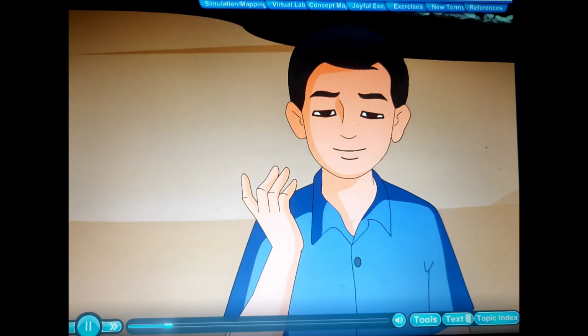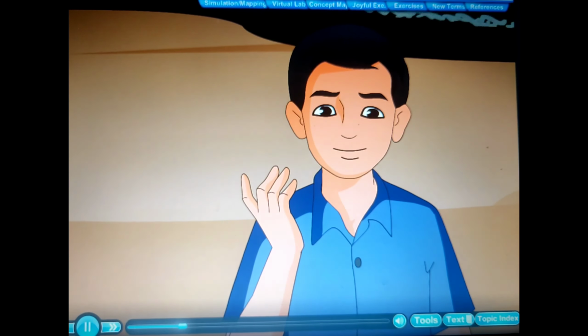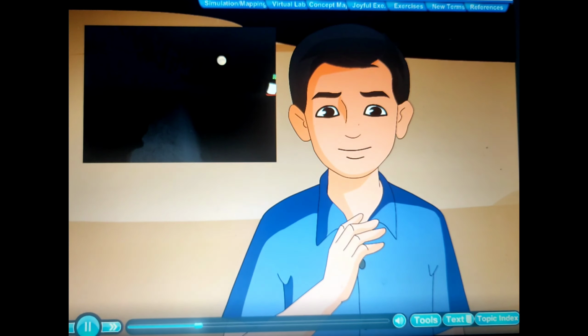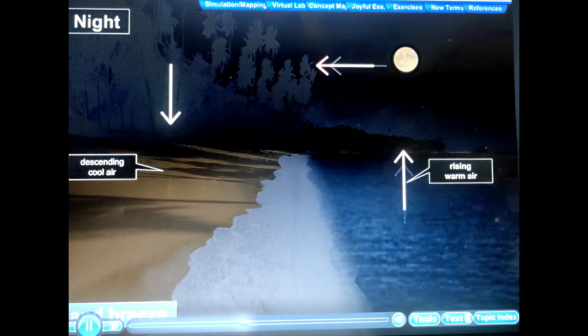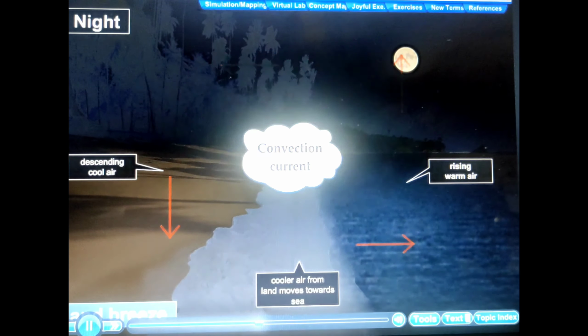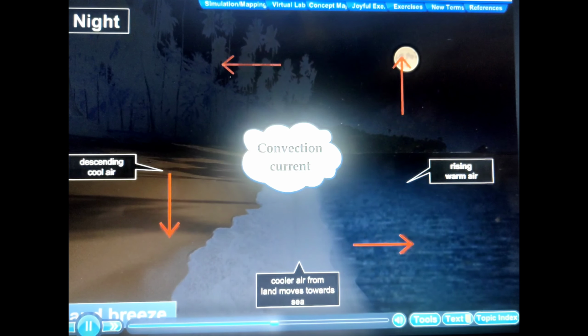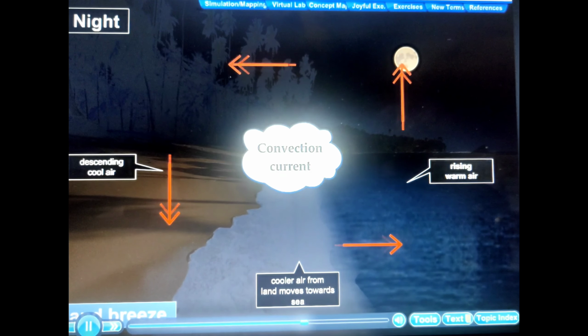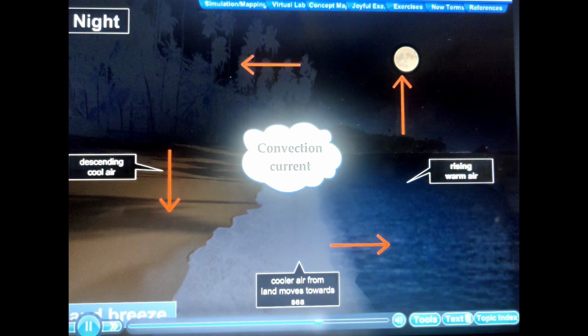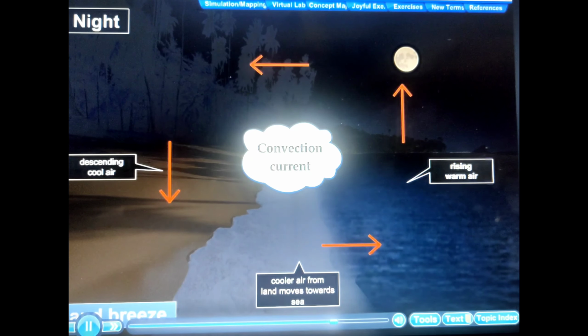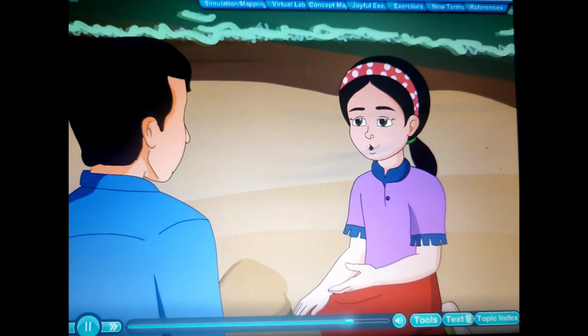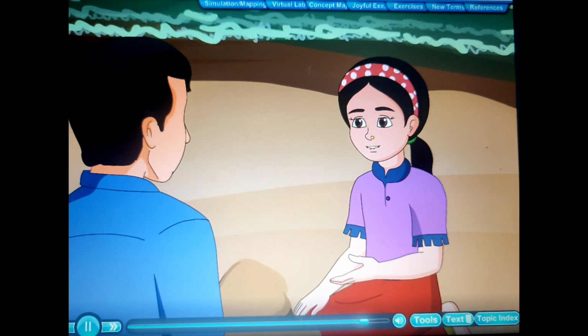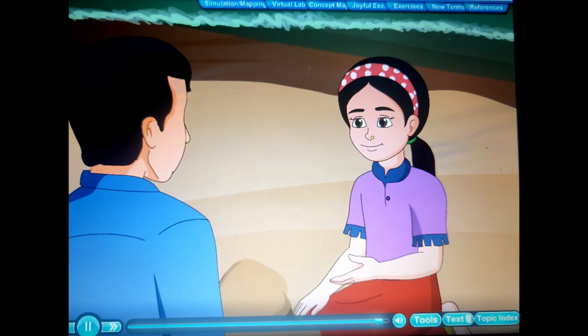Land loses heat faster than the sea. At night, the land cools more quickly than the seawater. Thus, the air above the sea, being warmer, rises up and the cooler air from above the land surface blows towards the sea to take its place. The cool air from the land moves towards the sea. This is called the land breeze. So, that is how the beaches are blessed with such wonderful breeze.